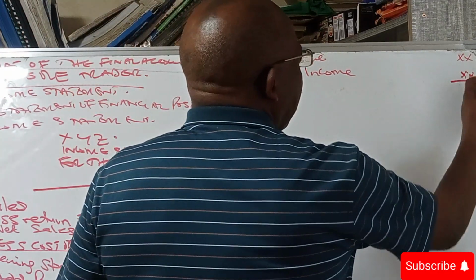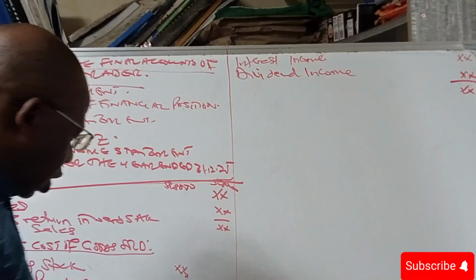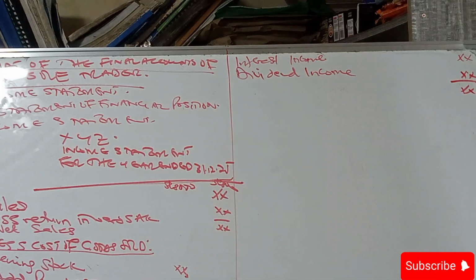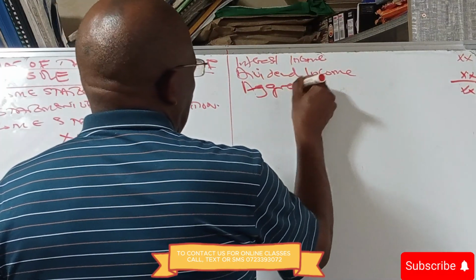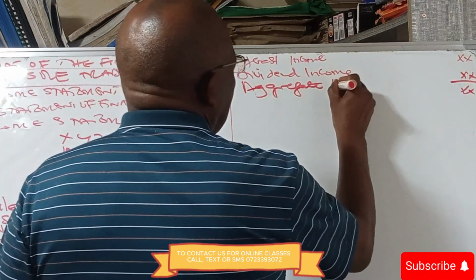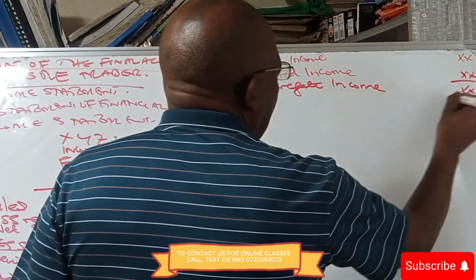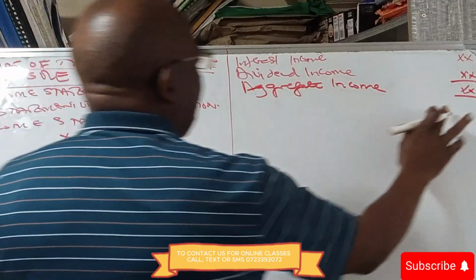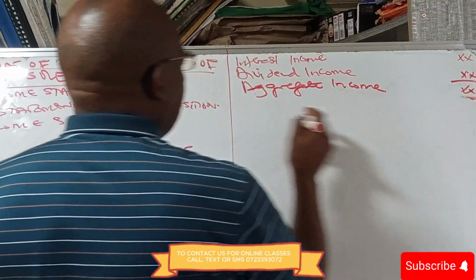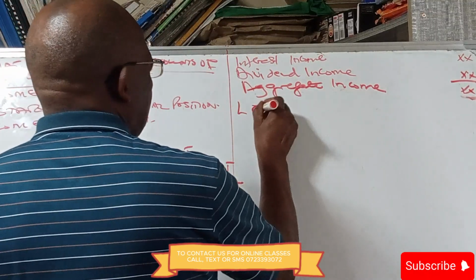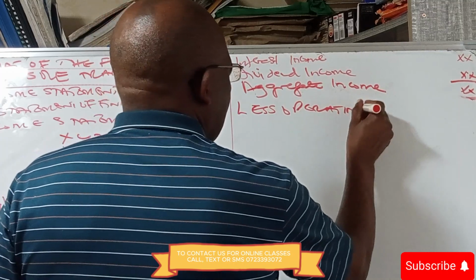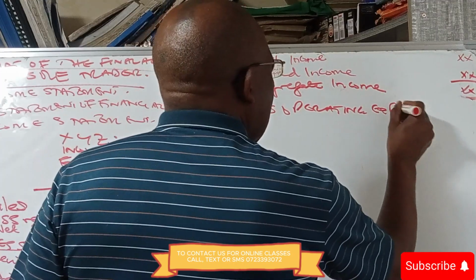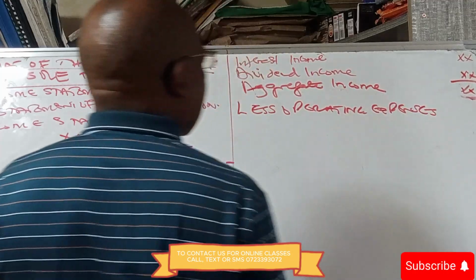So you add the gross profit and you add all the other incomes, and you get what we call aggregate income. And from there, we say less operating expenses.